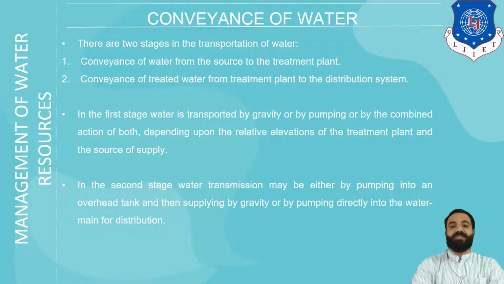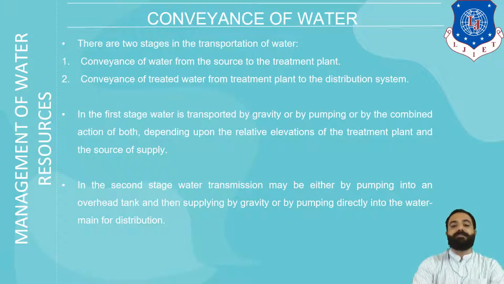So there are two stages in the transportation of water. The first stage is conveyance of water from the source to the treatment plant. The second is conveyance of treated water from the treatment plant to the distribution system. In the first stage, the water is transported by gravity, by pumping, or by the combined action of both, depending on the elevations of the treatment plant and the source of supply.